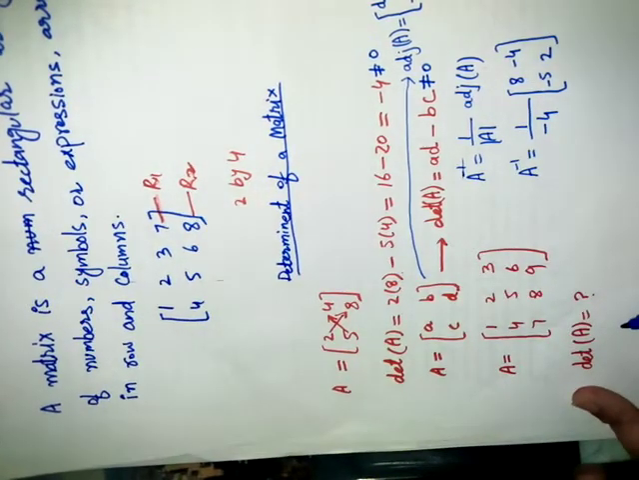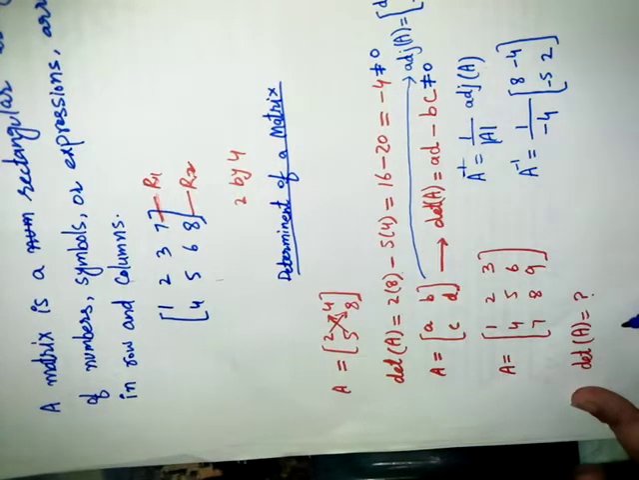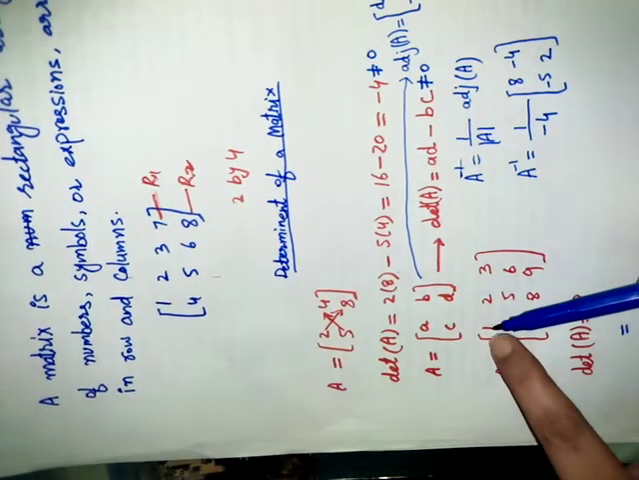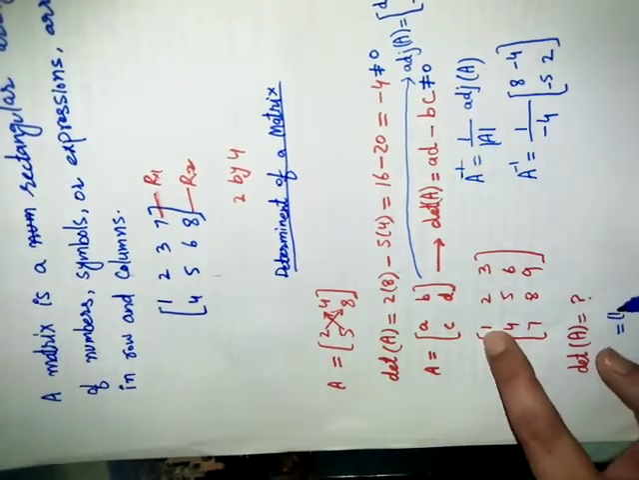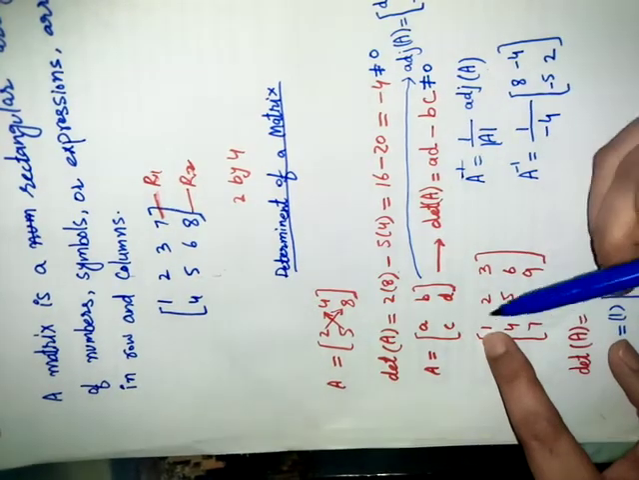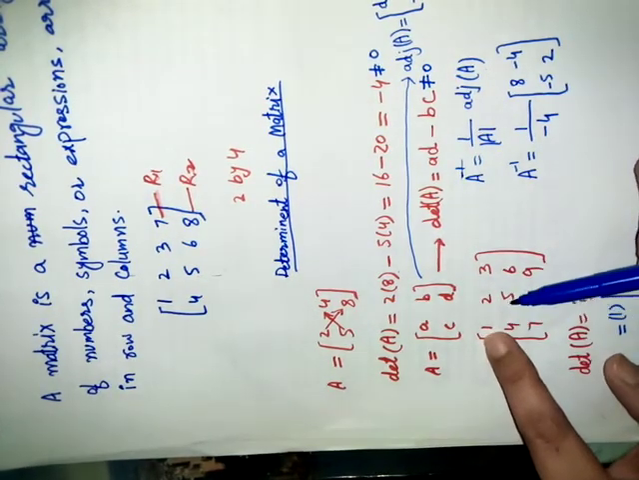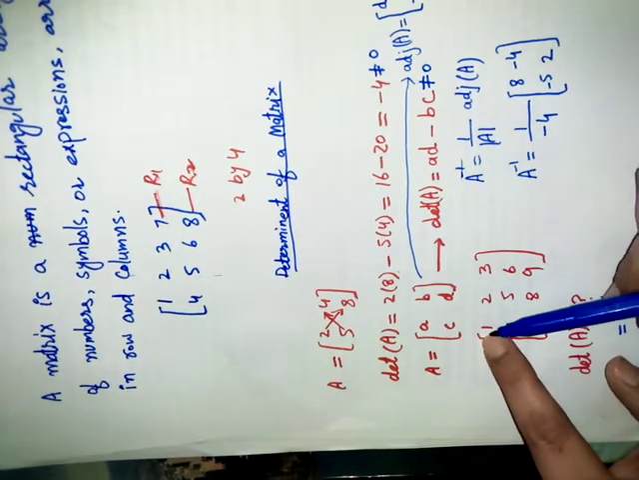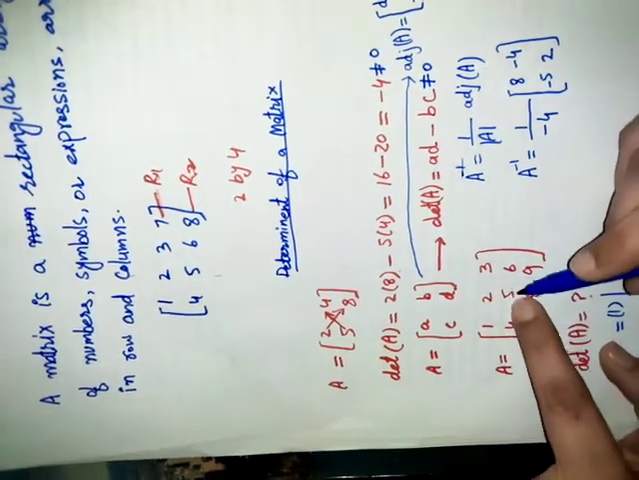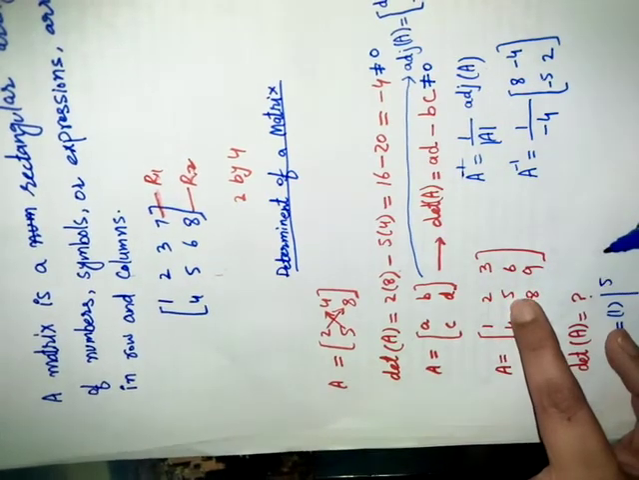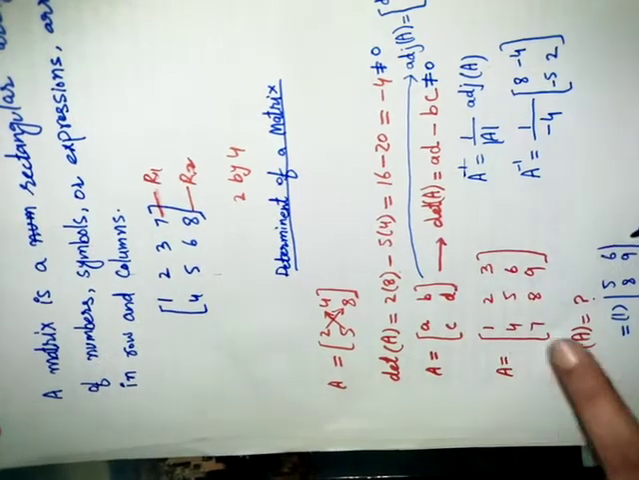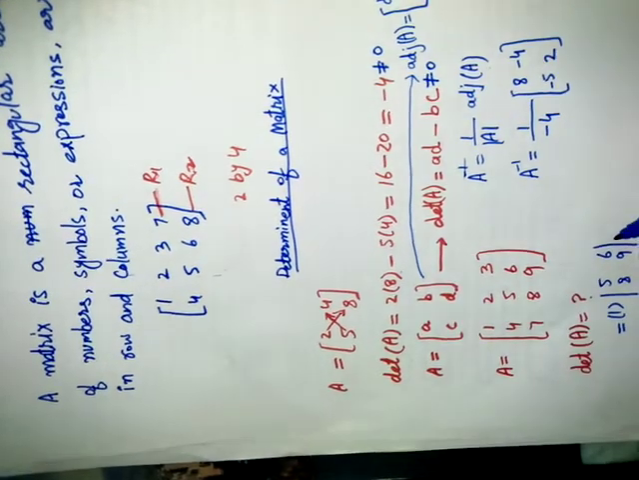For evaluating its determinant, the method is: here is 1. Leave the row and column containing 1. 1 is in this row and this column, leave it. Then find the determinant of 5, 6, 8, 9. Next the sign will change. Here is plus, here minus.